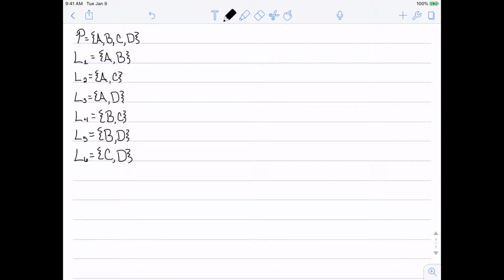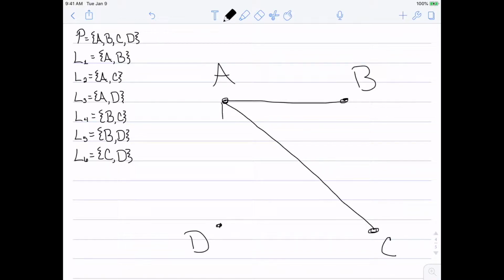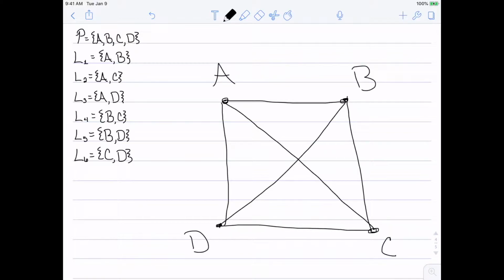Let's do another example. This time I have the points as A, B, C, D, and this is my list of lines that I need to draw. So we want to find a model that satisfies this information. I have 4 points, and we'll label those A, B, C, and D. I know I need a line between A and B, between A and C, and between A and D. My next line is between B and C, and then B and D, and then my final line between C and D. So we now have this intersection at the center.